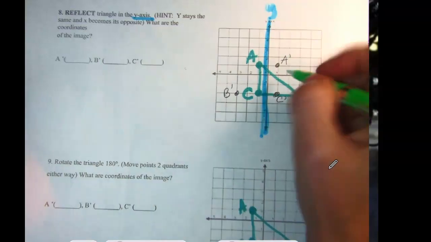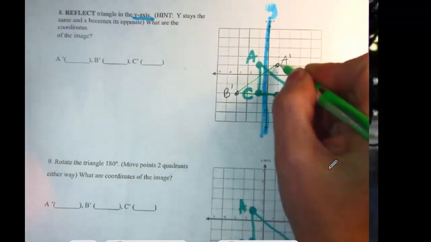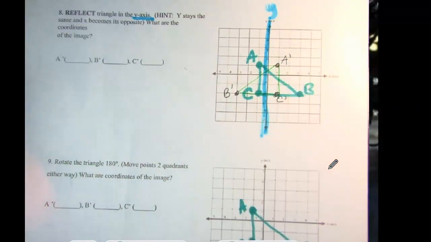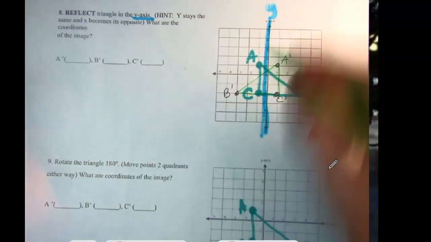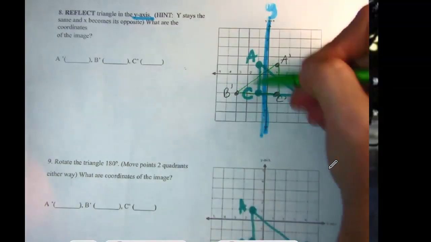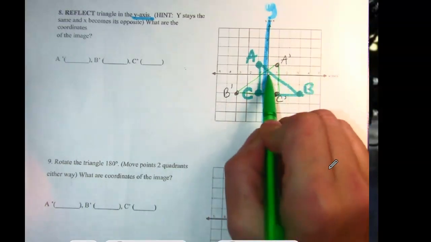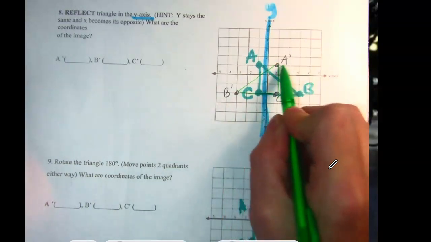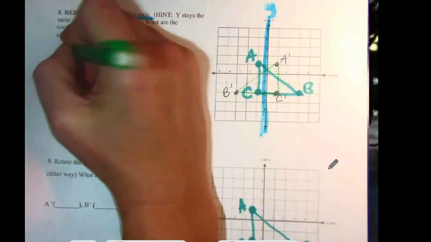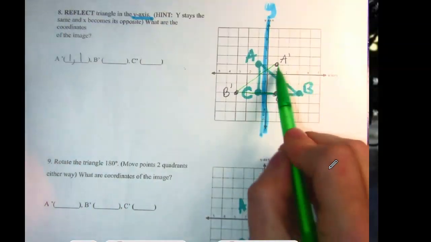You can draw the triangle out or not. Sometimes it's easier to just list the ordered pairs, but that is a reflection in the Y. We went across the Y. So my new ordered pair, I'm going to list it. I remember you go over. So I go over 1, up 1. So that's 1, 1.